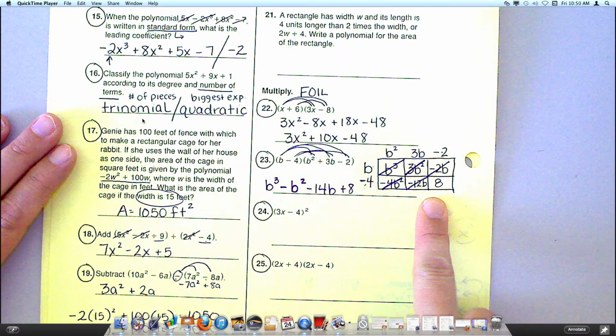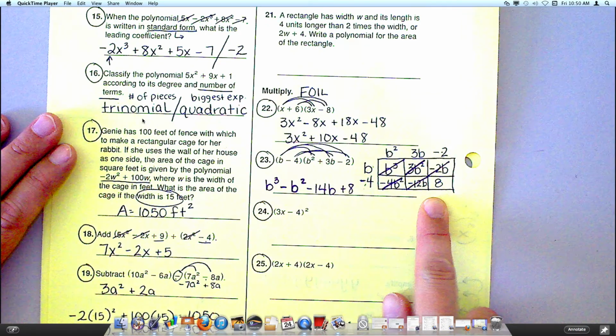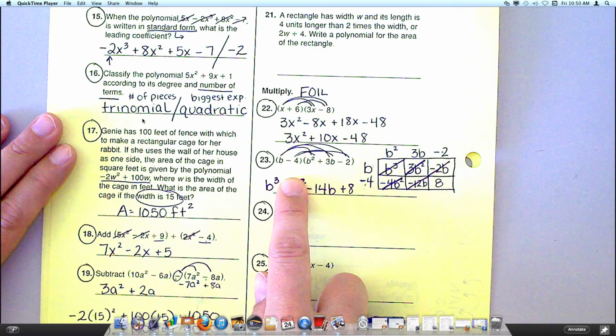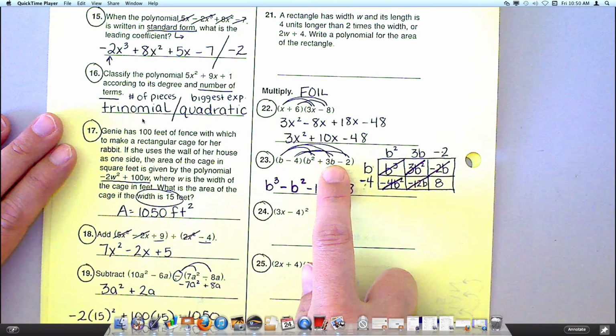This just helps you make sure, hey guys, when you're multiplying polynomials, you have to make sure everything over here gets multiplied by everything over here.